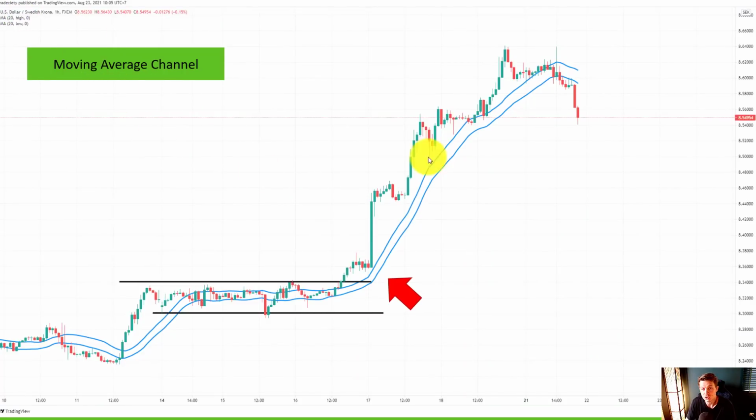This is a moving average channel. So I use 2 moving averages. Both are the 20 period. One is applied to the high, one is applied to the low. And then you have this channel, and the channel can never cross. It's always going to be a parallel channel.